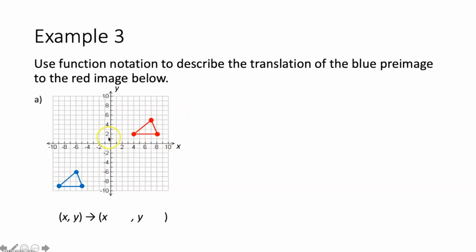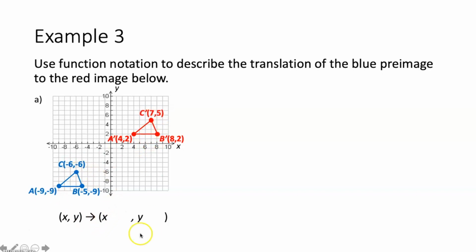We'll call it A. A is going to be at (-9, -9). Now, its image up here, that same point translated, is going to be at (4, 2). So we'll say A prime ends up at (4, 2). Then this point, we'll call point B. Point B is at (-5, -9). Its image up here ends up at (8, 2). So B prime is at (8, 2). Our last point in our pre-image, we'll call it C. That is at (-6, -6). And our image of point C, we'll call that C prime, ends up at (7, 5).